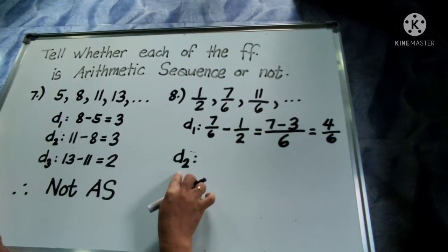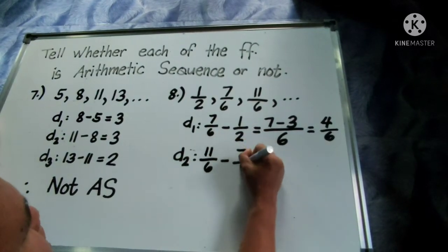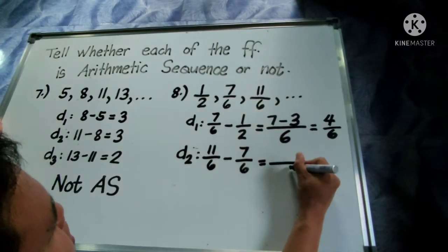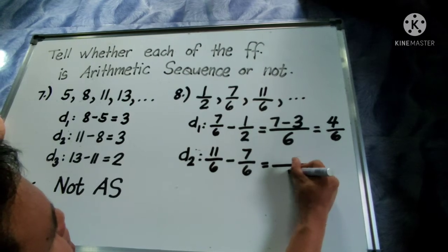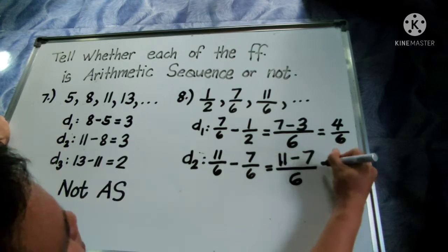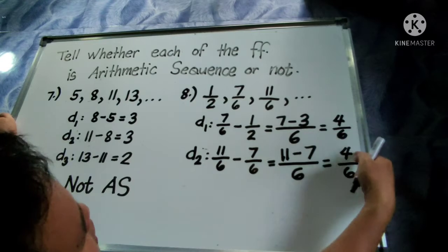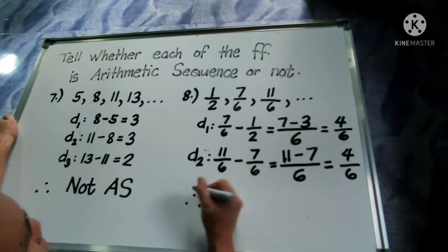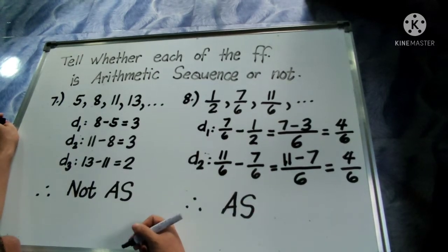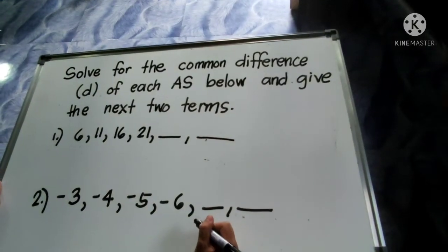So let's have this D sub 2. You will have 11/6 minus 7/6. The denominators are already the same, no need to look for the least common denominator. So you copy 6, copy the numerators, 11 minus 7. 11 minus 7 is 4, copy over 6. You have 4/6, 4/6. The differences are the same, therefore, it is an arithmetic sequence. We're done determining whether the given sequence is an arithmetic sequence or not.